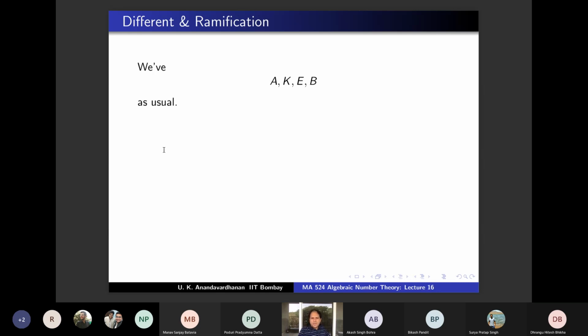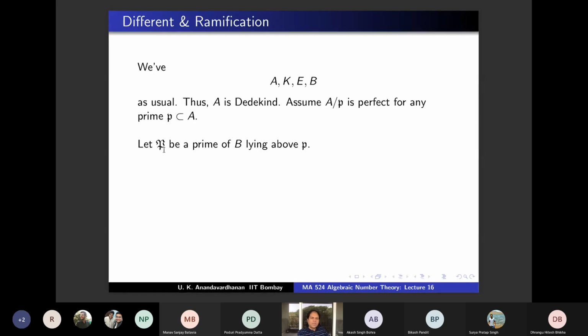So you have A Dedekind, K the quotient field, E a finite separable extension, B the integral closure, all these things. And let's take this result. Assume that A/p is perfect for any prime p. Perfect meaning every finite extension is separable. We have always assumed this actually. So for all the primes, the quotient is perfect. And let P be a prime of B lying above p, and let e be the ramification index.